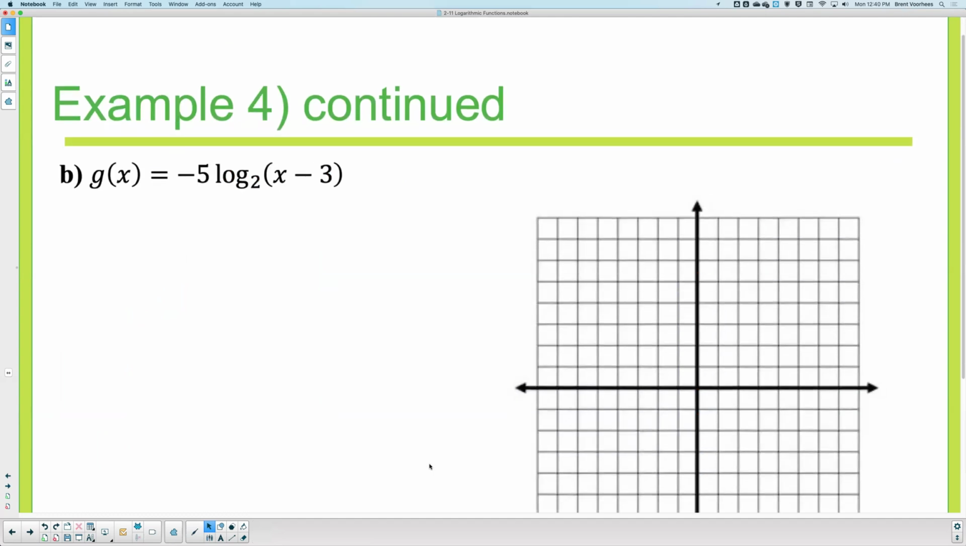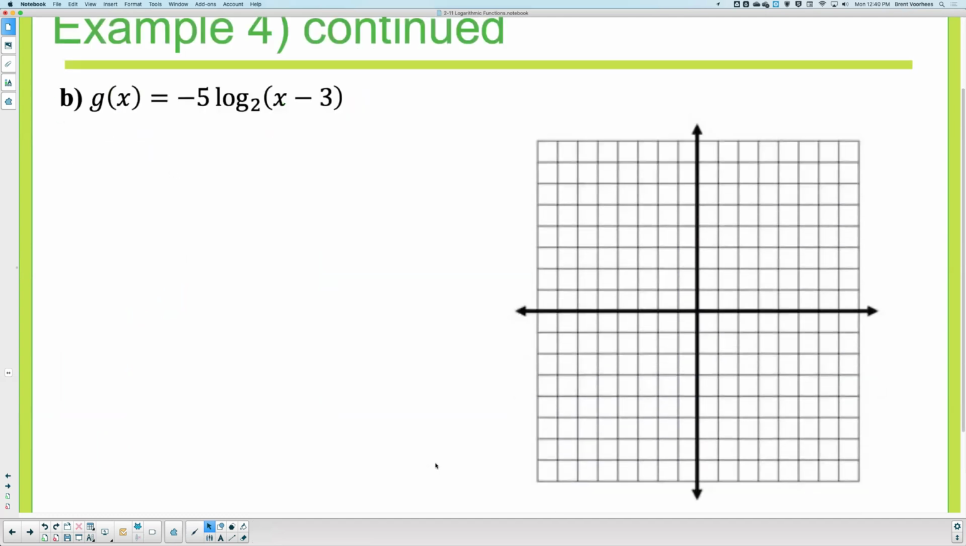All right, let's go to the next one. Before we graph it, let's talk about it. What should this one be based off the base? Growth or decay? You would think it would be growth. Since your base is 2, which is greater than 1, you'd think it's growth. Is it actually going to be growth? No. What's it going to be instead? Decay. Since a is less than 0, it becomes decay. So this graph is actually going to decrease.